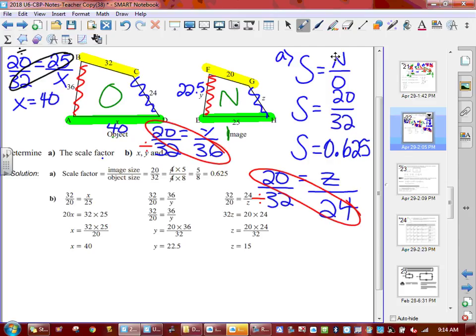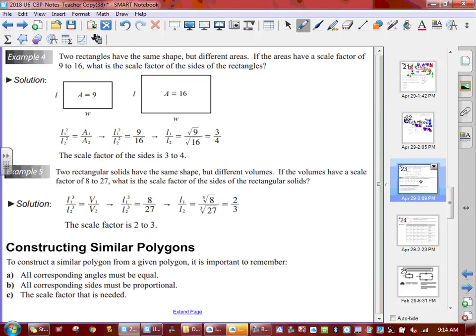Yes, the answers are down here for you to see, but this is how you would set them up if you like to set them up this way better. Okay? So z's 15. So we found every single number that was missing on our diagrams. Okay? Any questions so far? Pretty good? Okay. Let's take a look at a rectangle.